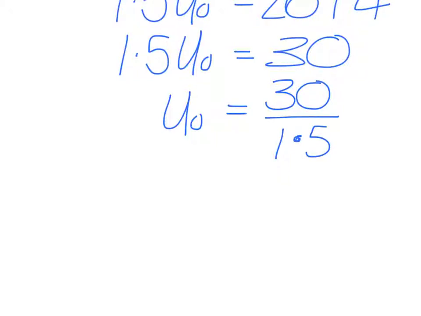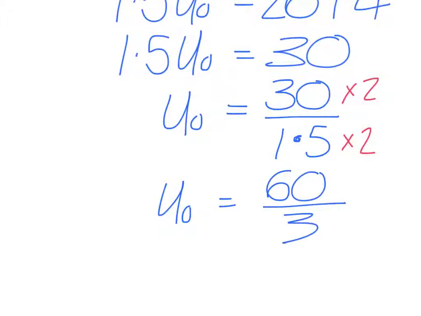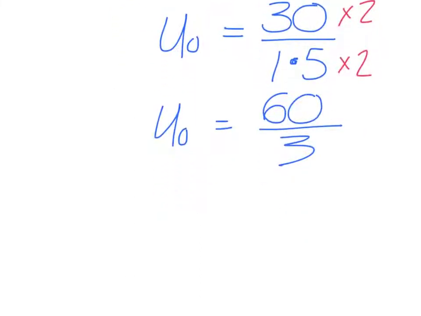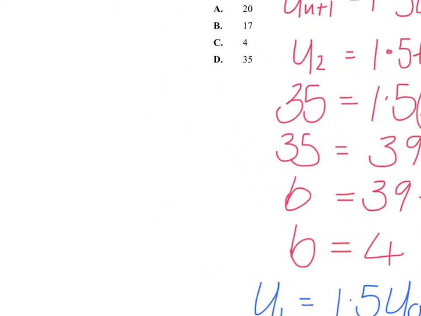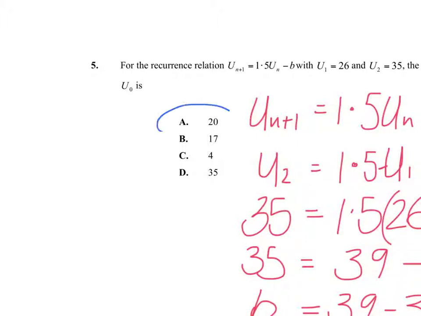And if we want to work that out without a calculator, we must remove the decimal point on the bottom. We can do this simply by multiplying this by 2, and if we multiply the bottom of the fraction by 2, it's important we do the same to the top. That gives us U0 equals 60 divided by 3, which is much simpler, and 60 divided by 3 is 20. So our answer for U0 is 20, which is answer A.